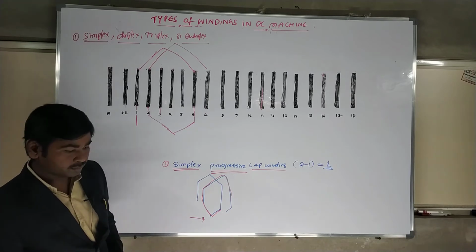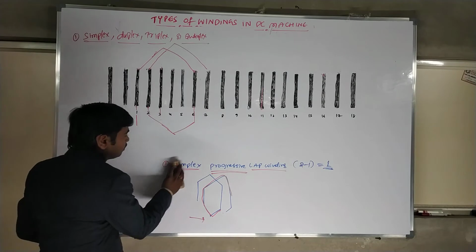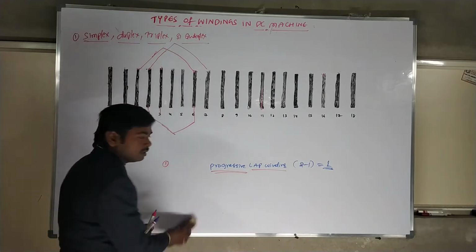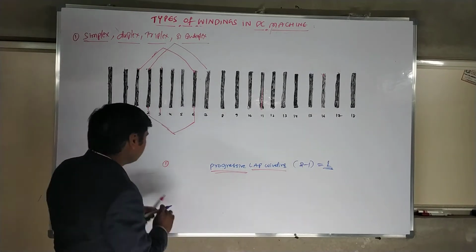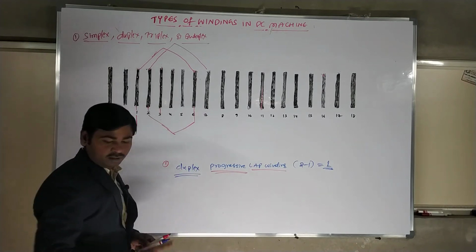Simplex is very clear. Next, what is a duplex winding? Duplex means it's very simple. Once you understand simplex, the duplex thing is very simple. Next, duplex. The duplex winding is very simple.